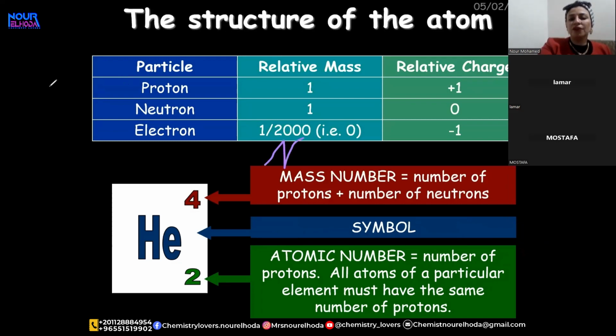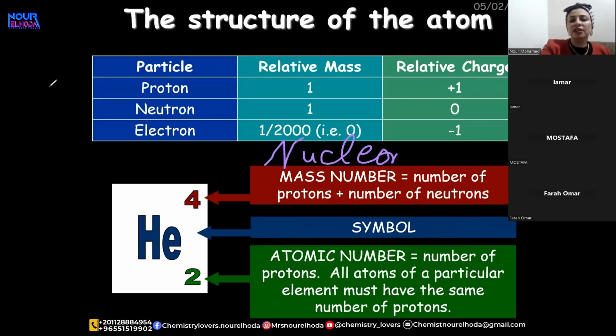What is the other name? Nucleon. So if he asks you what is nucleon number, it is the mass number. So what's going to be my definition? It is the total number of protons and neutrons because they are found inside my nucleus. It is the total number of protons and neutrons inside the nucleus of the atom. We don't say it is the total number of protons and neutrons only. You need to say protons and neutrons inside the nucleus of the atom.